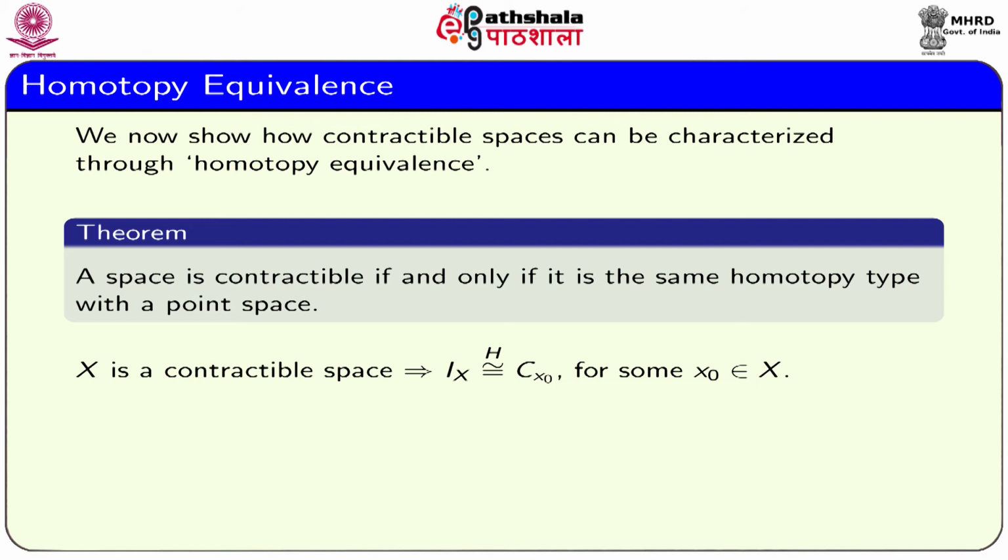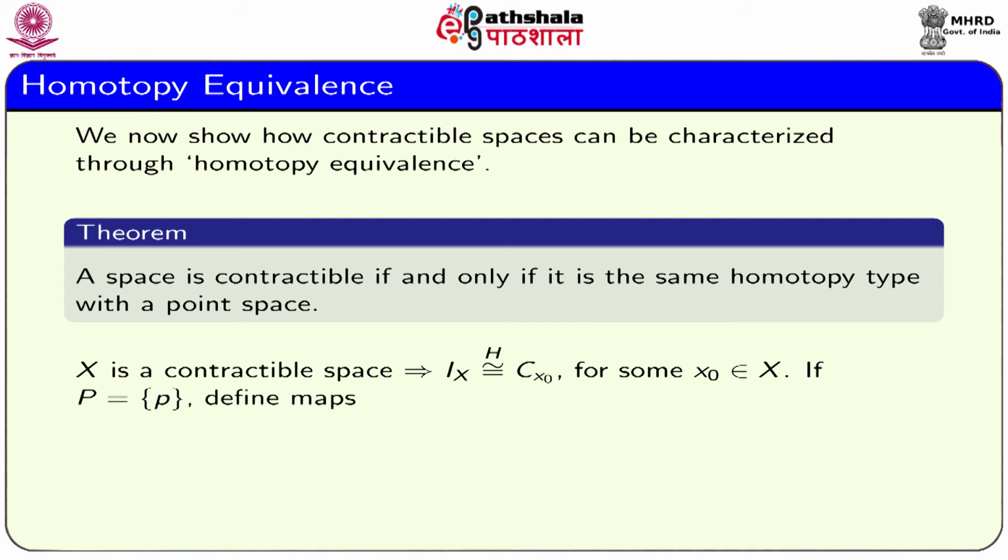Now, in this case, we are to show that if the space is contractible, then we can find a point space such that capital X is of the same homotopy type as the point space. So, capital X is a contractible space. By definition of contractibility, we are going to get a point x0 from capital X such that the identity function is homotopic to the constant function at x0.